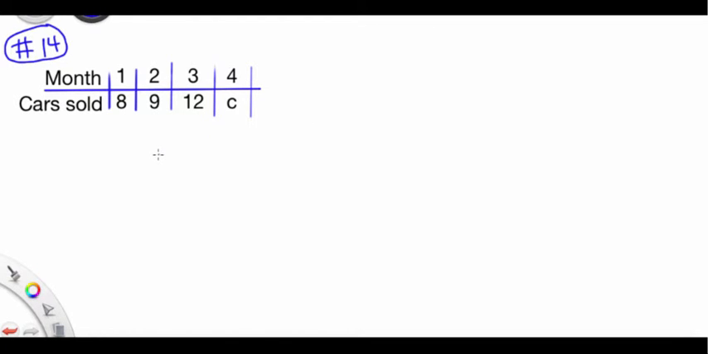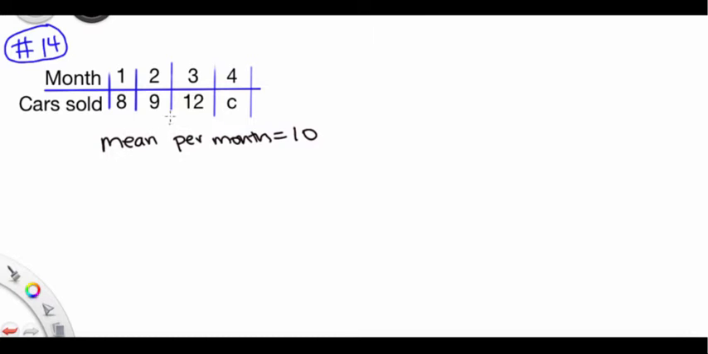Okay, this is number 14. Use the table to write and solve an equation to find the number of cars, C, that a salesperson needs to sell in the 4th month so that the salesperson's mean number of cars sold per month is 10. So we've gotten some important information here, which is that the mean per month is equal to 10.